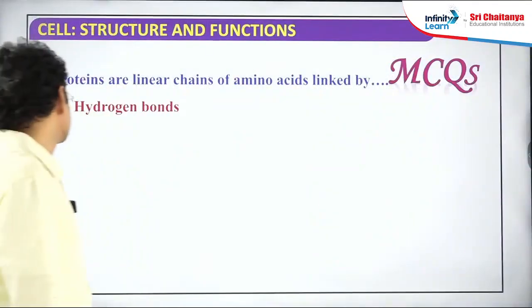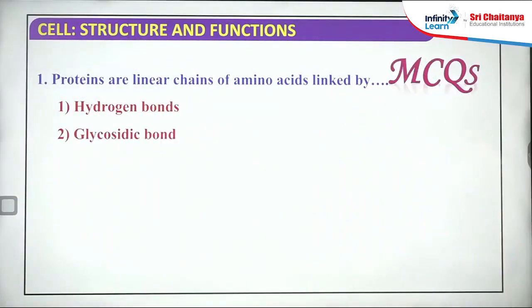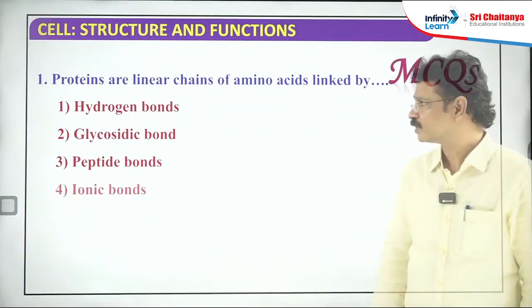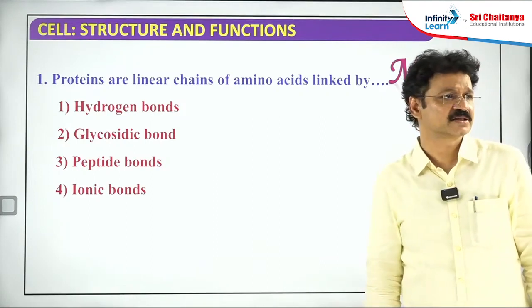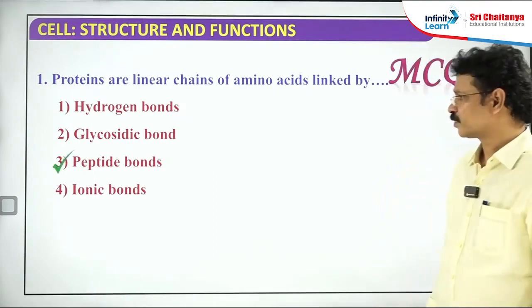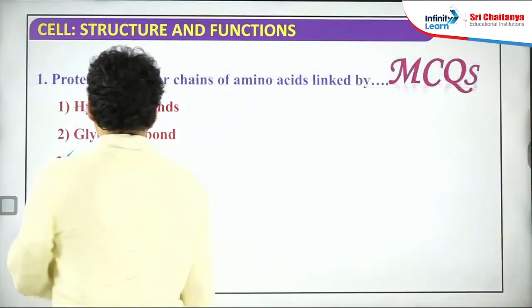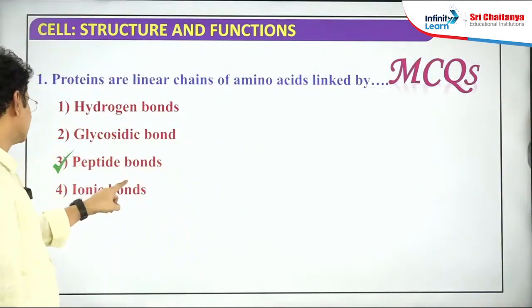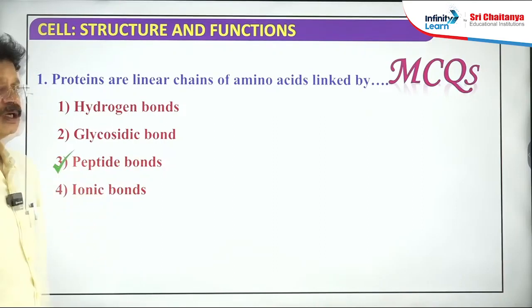Try to give answers for these questions. Proteins are linear chains of amino acids linked by what type of bond between two adjacent amino acids of the protein molecule? Third option, yes, peptide bond. Next question: what functional groups of an amino acid participate in peptide bond formation? Amino group and carboxylic group.